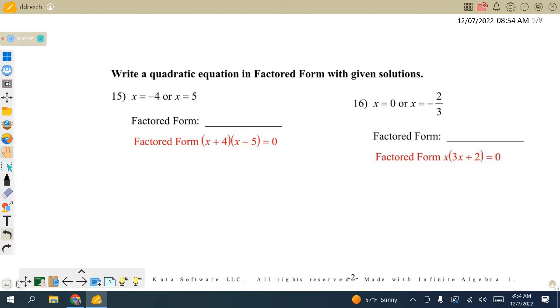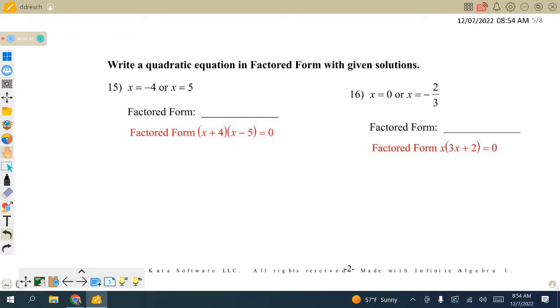Number 15 is a good one to talk about. I want to undo everything we just did up above. If I give you these particular solutions, I want you to think backwards about what that equation had to be. We're going to build the equation now. How did I get a negative 4 as a solution? What did that parenthesis have to look like beforehand? It's the inverse. If x equals negative 4, what's the inverse of negative 4? Plus 4.